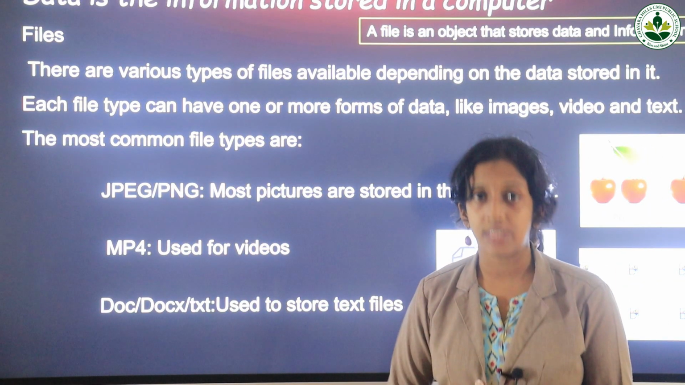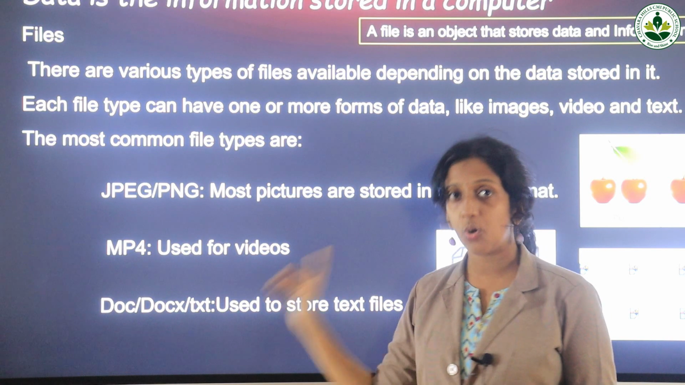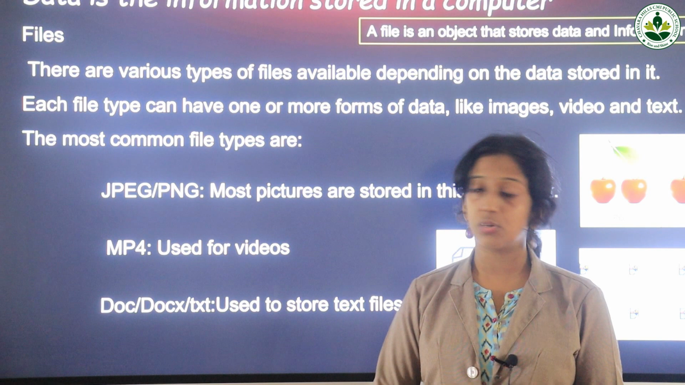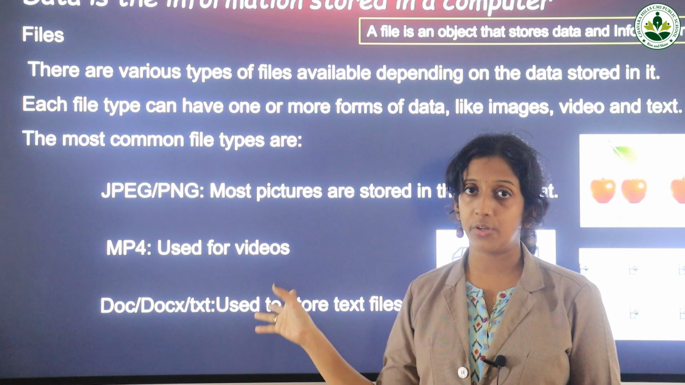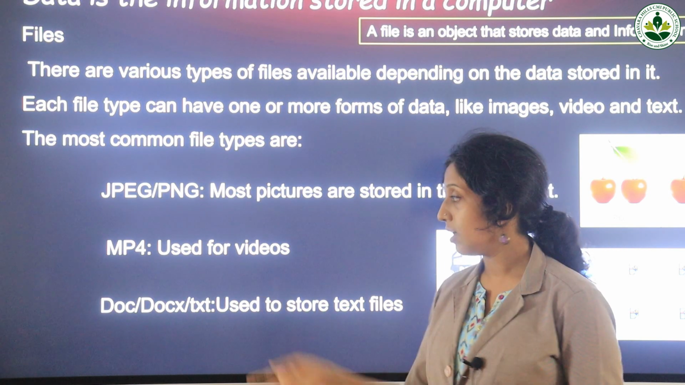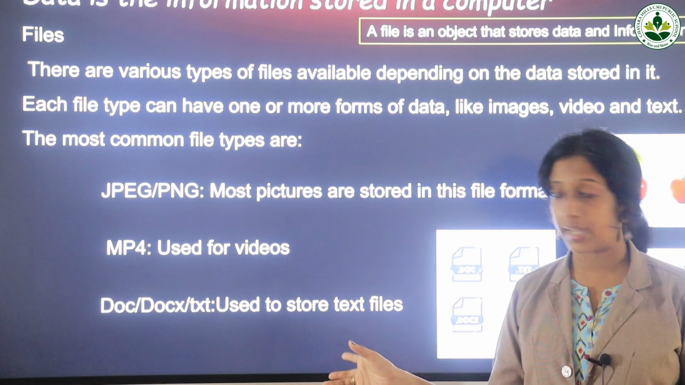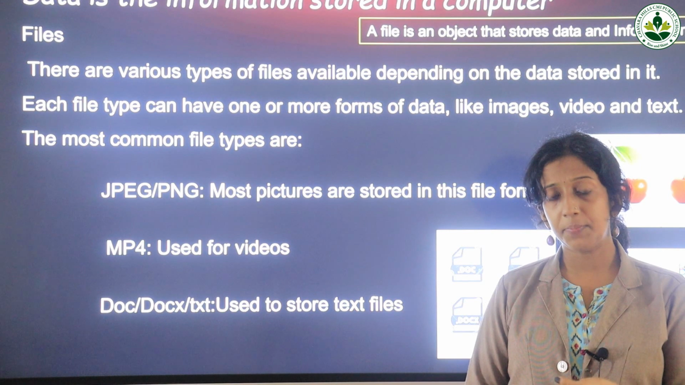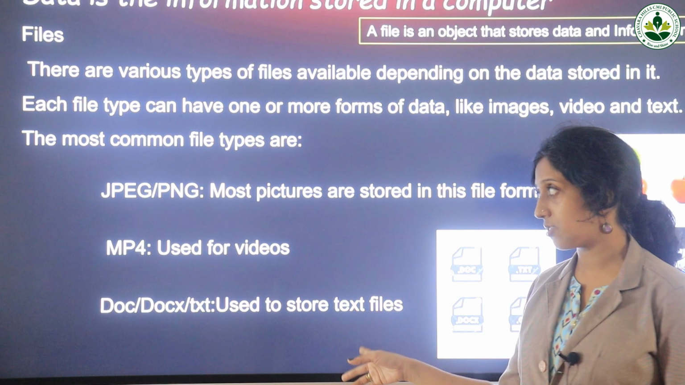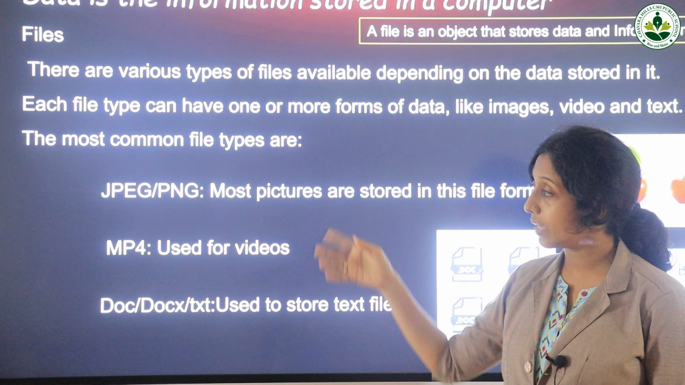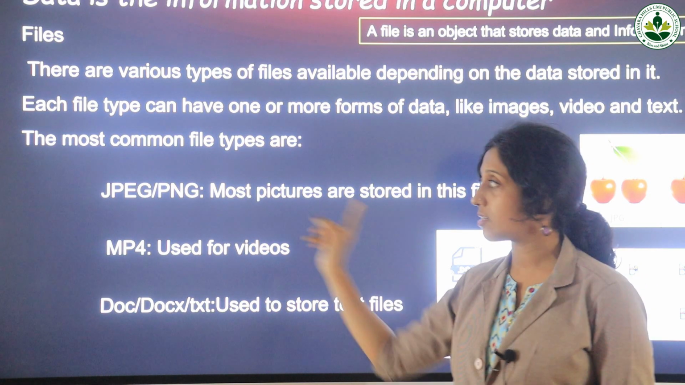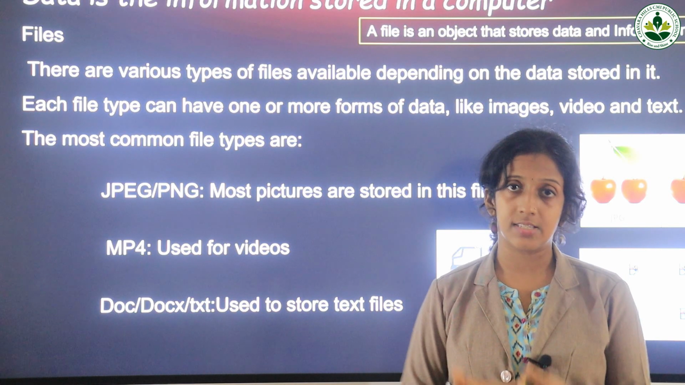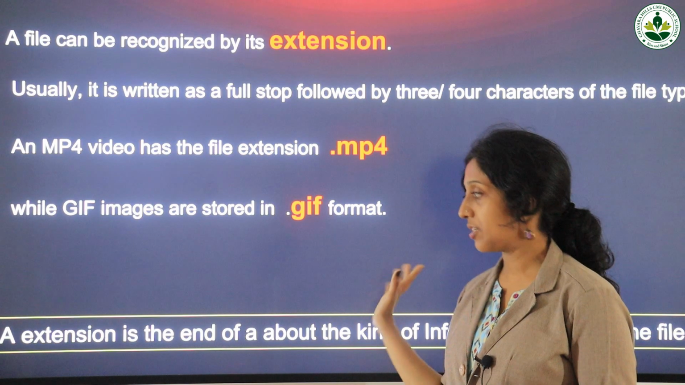If we find a file with the extension .mp4, we can simply identify by looking that it is a video file. We don't want to open it. And if we find a file with the extension .txt, it can be easily identified that it is a text file. Likewise, if we have a file with the extension .png or .jpeg, we can easily identify that it is a picture. So these are the extensions.